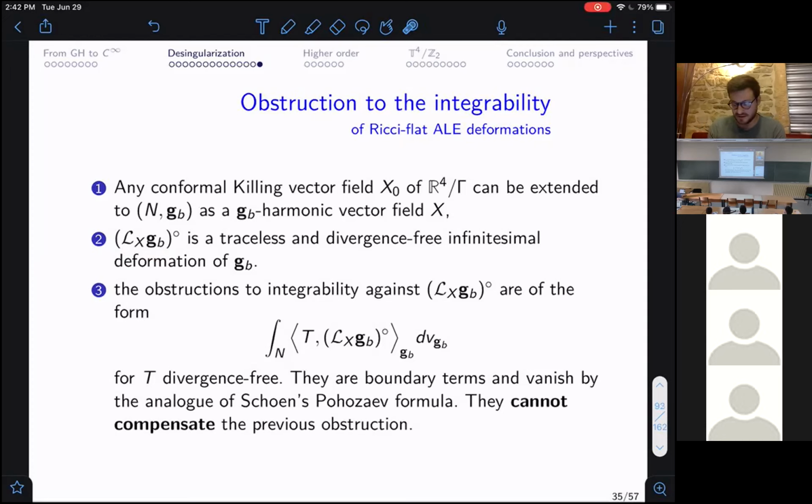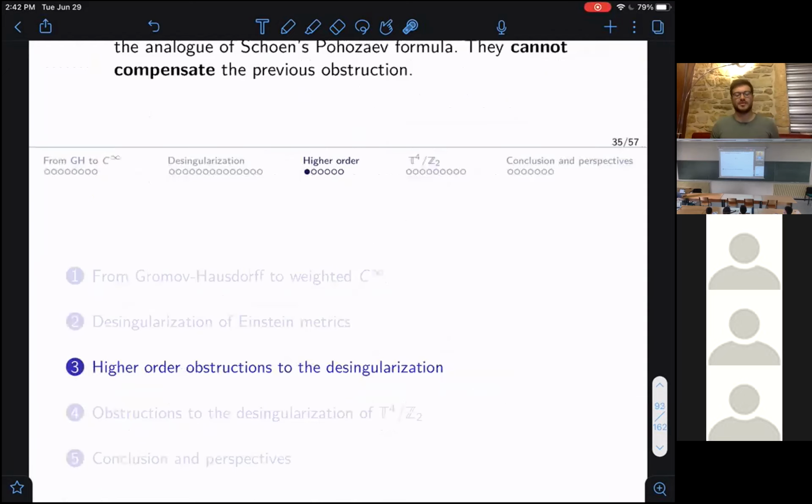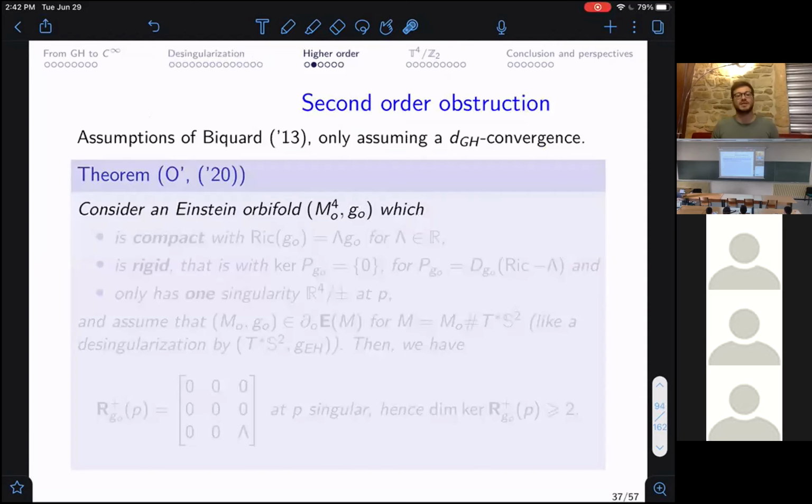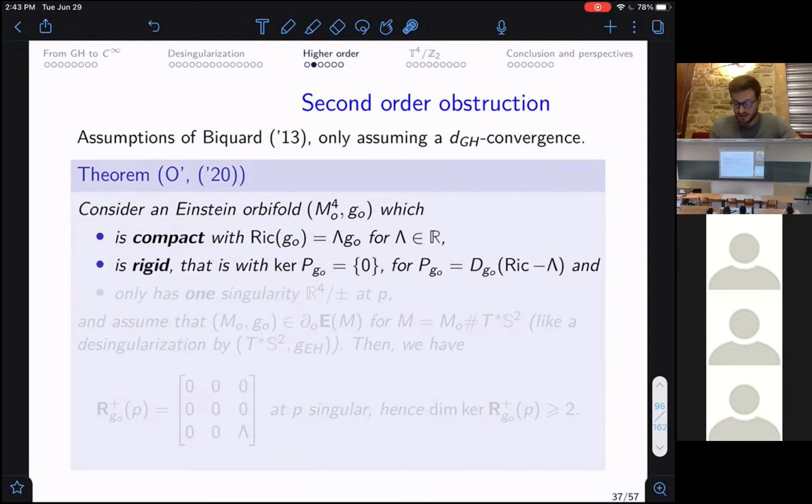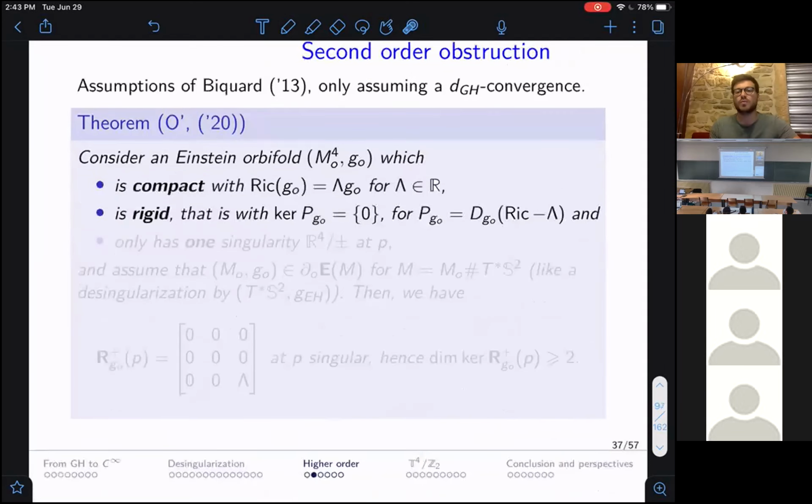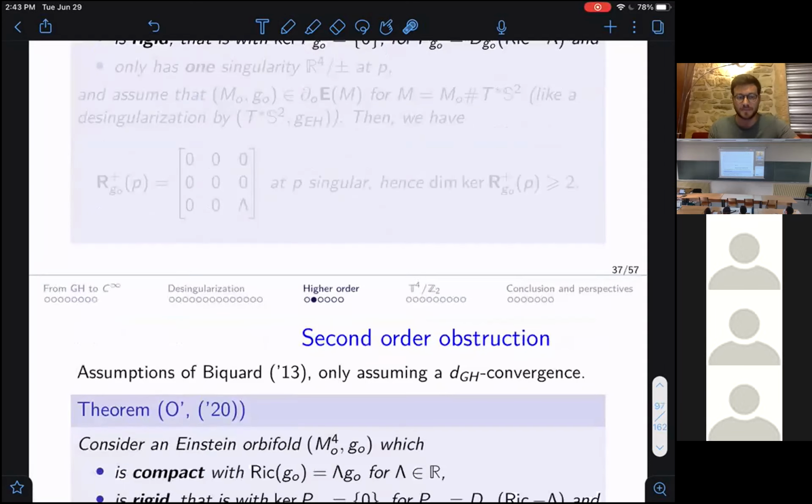Let's now go a bit further and try to understand what we can desingularize. So we are going to the higher order obstructions, and namely second order obstructions here. So we're going to take the same assumptions as before, but only assume a Gromov-Hausdorff convergence because we can now. So let's take a compact orbifold. Compact is very important for us. Rigid, just like in Biquard's situation, and assume that there is only one singularity of the simplest type.